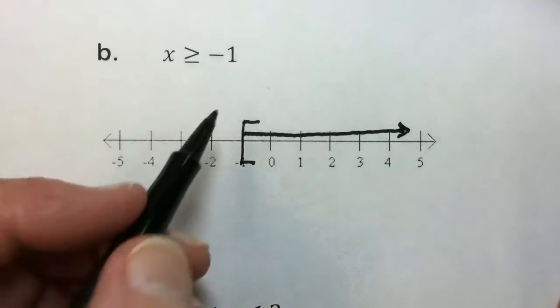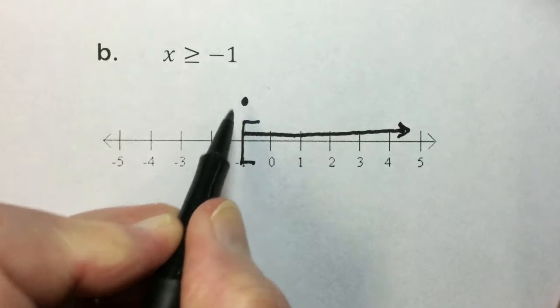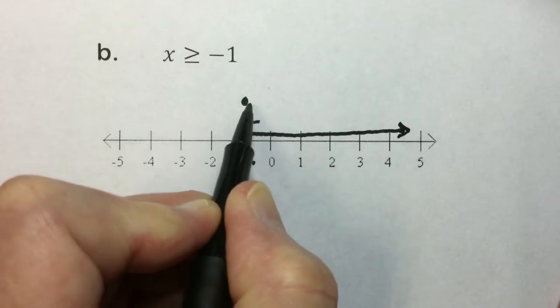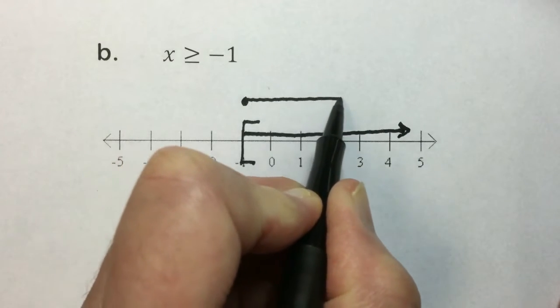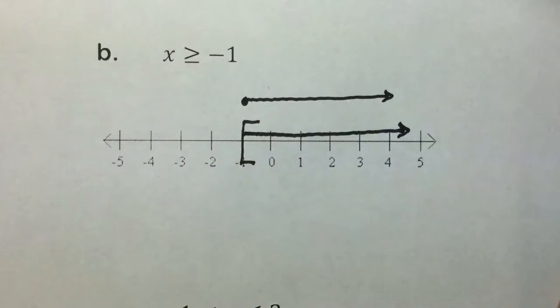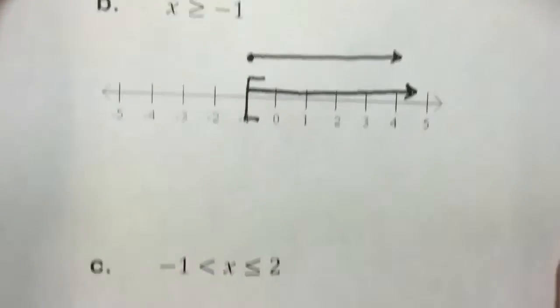The alternative notation would have been to put the solid point at -1 on our number line, with our line continuing infinitely towards positive infinity for the solution to this inequality.